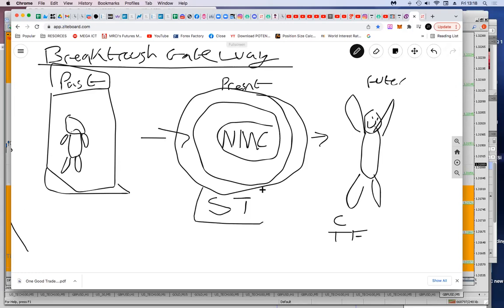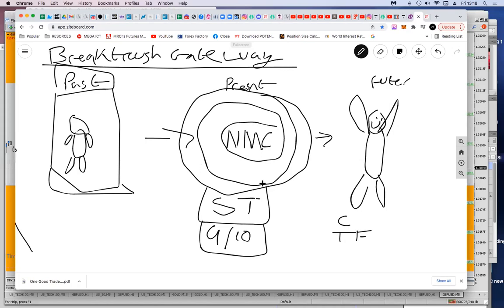Does anyone know what ST stands for? Safety trade, guys. And people have been laughing at me lately about the safety trade, saying it's not got a 9 out of 10 win rate, but it has. If any of our students want to come on the call and speak about their experience with what we're doing here, I'd greatly appreciate it.